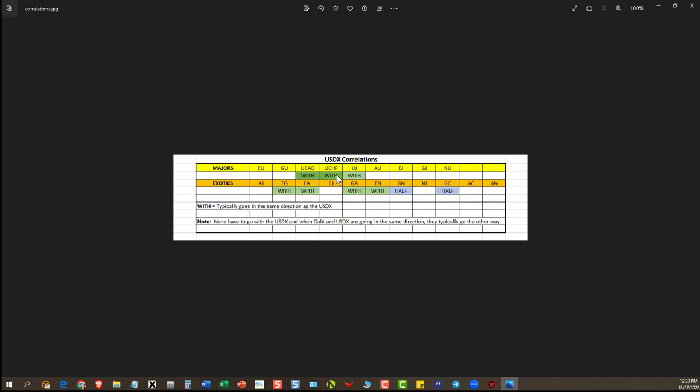And obviously, any currency that has a dollar in it as the base currency, dollar CAD, dollar Swissy, dollar yen, typically goes with it. However, the dollar yen, the yen is a very big currency. So if you don't have a yen index, you're also going to need to find one of those and be able to watch it. You don't have to look at it all day long. You just have to know what they're doing today. All right. So there you go.